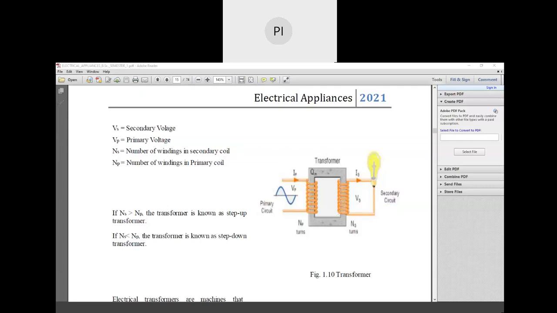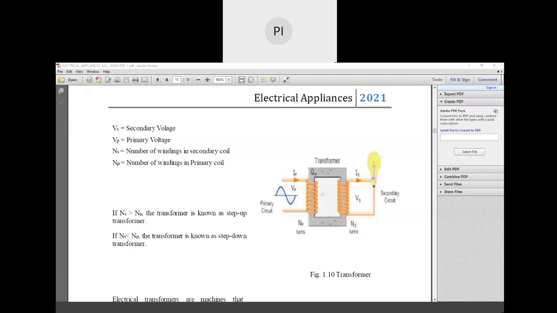So this is a step down transformer. If the number of turns in the secondary circuit is more, then automatically that circuit is called a step up transformer. In certain cases, we need step up transformers also. For that purpose, NS, the number of turns in the secondary circuit, is more than the primary circuit. That type of circuit is called a step up transformer.